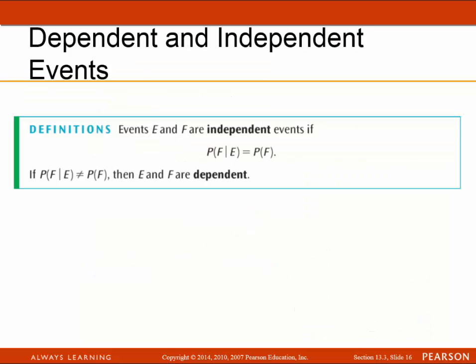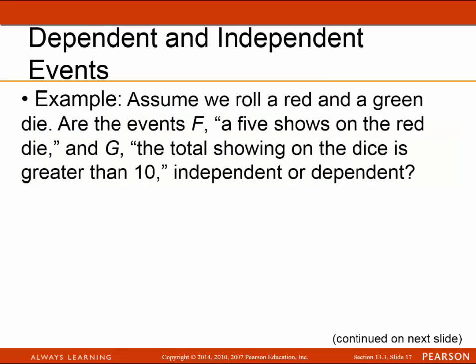Events E and F are independent events if the conditional probability of F given E is equal to the probability of F. Now, if they do not equal each other, that means that E and F are dependent events.